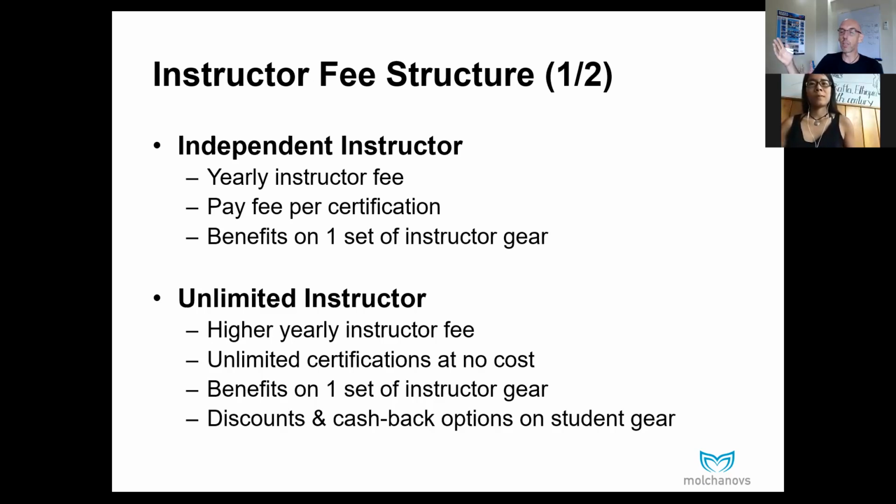Now I have 3 unlimited instructors at a dive center subscription, which is the next one. This is going to cost me about $2,000 a year, but I don't pay for any student certifications. Whereas with Molchanovs, or with IDA or with SSI, I pay $25 for each certification. Yeah, this adds up quite quickly. So unlimited instructor: higher yearly fee, but no certification or student fee. Again, benefits include a discount on instructor gear, and you can get discounts or cashback options on student gear.